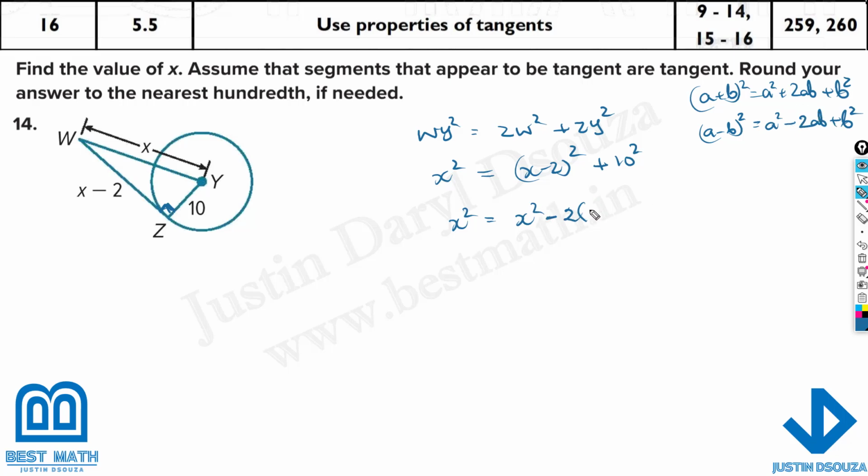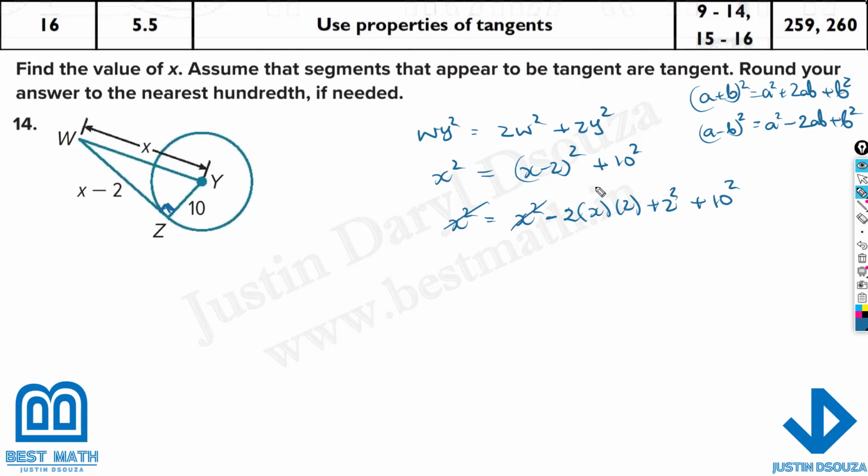So this is minus 2 times x times 2 plus 2 squared. This one remains the same. The square of this is the same, plus 2 squared itself. And then we have plus 10 squared. Now this cancels off with this. So what happens over here is basically it's 0.